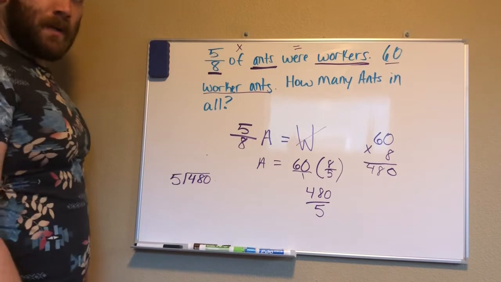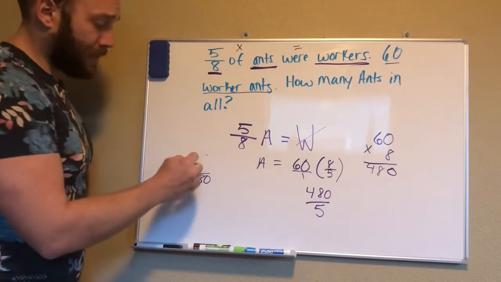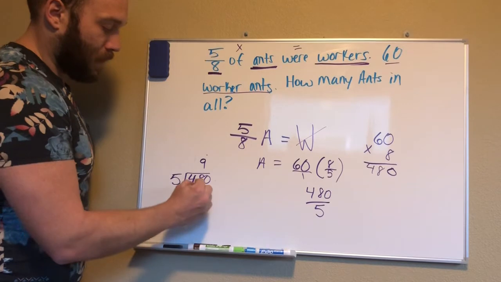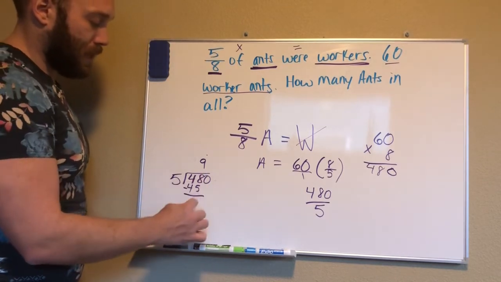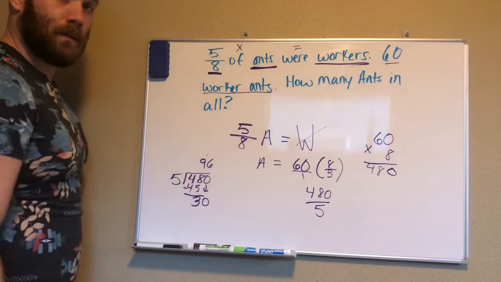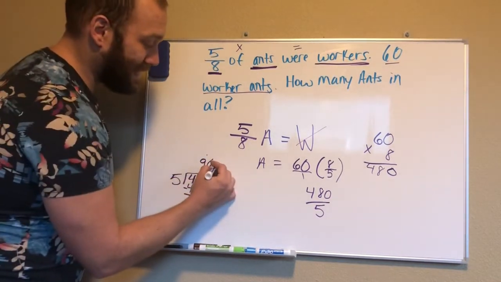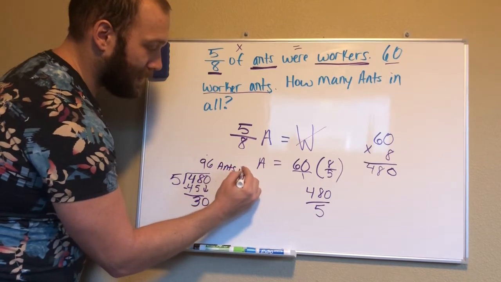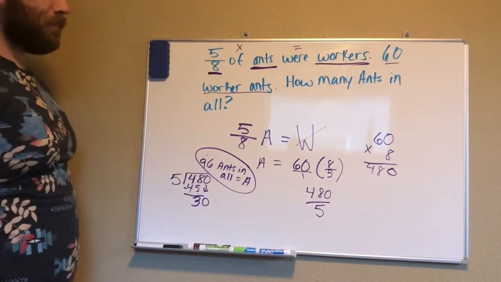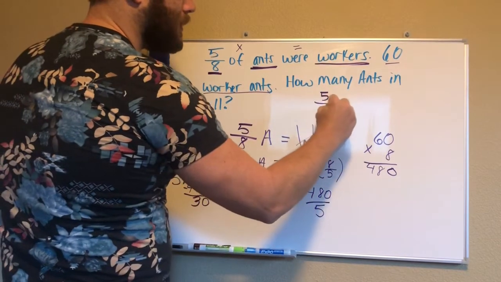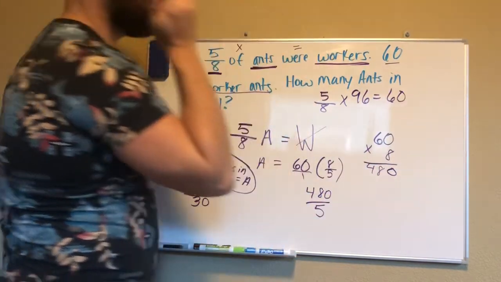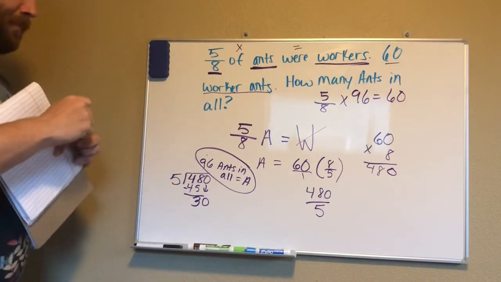Five can go into 48 how many times? 9 times, because 9 times 5 is 45. Put it down here. 48 minus 45, that'd be 3. Bring down the 0. 5 can go into 30 6 times. So what does this mean? 96 ants in all, which equals A. Boom. So if I were to rewrite the problem, I would say 5/8 times 96 equals 60. Done. Now, our last problem.